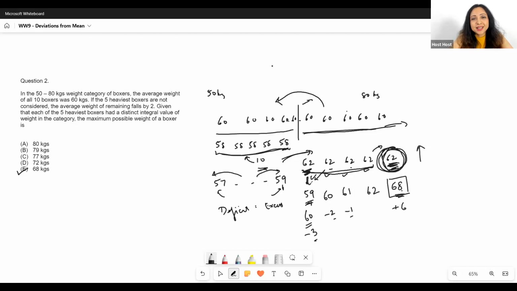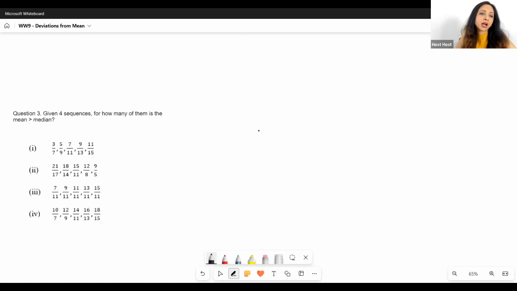Tough one. But do you understand it now? Take a look at how the numerators and the denominators are increasing. Of course, there is a logic to it, right? Look at the pattern. So 3 by 7, then you have 5 by 9. So the numerator increased by 2 and so did the denominator. Then 7 by 11, numerator increased by 2, so did the denominator, and so on, right? So of course, there is a pattern to it.